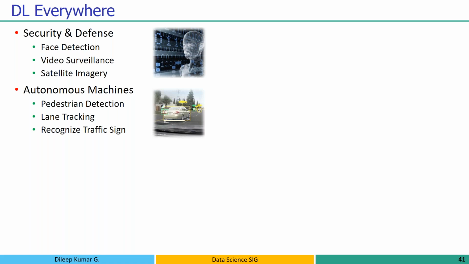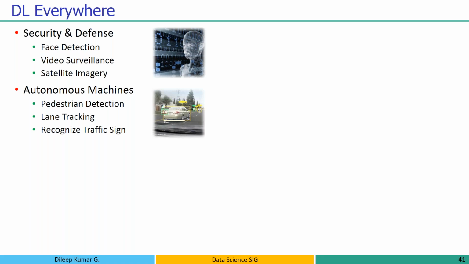And in video surveillance, satellite images, for example, satellites produce so many images, isn't it? We have been launching the satellites. So if they produce a huge amount of images, then what is the use if you don't process them?